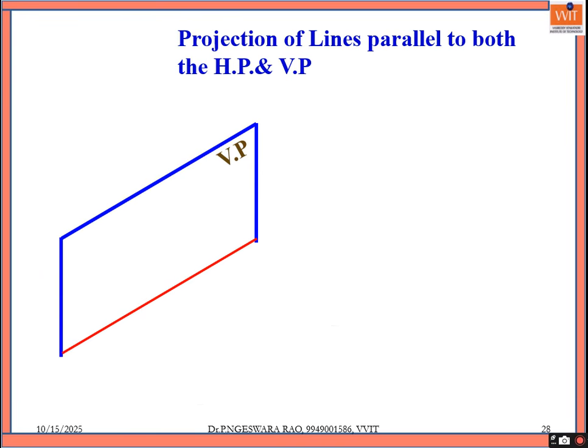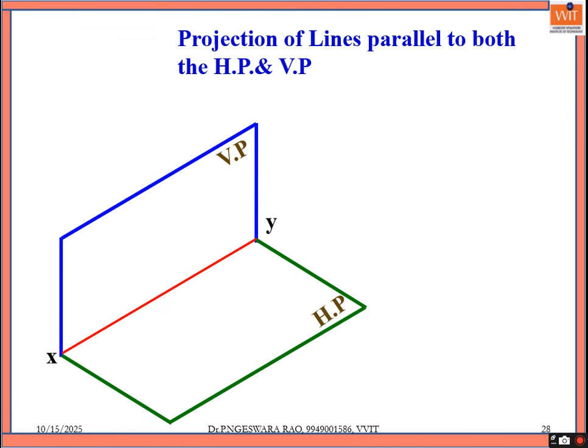Now this is a vertical plane. This is a horizontal plane. So as we said, it is parallel to both HP and VP. Parallel to both means the orientation of the line will be like this. So now the condition will be like this. Now let us discuss what the image is in the front view. This is the object, nothing but a line.